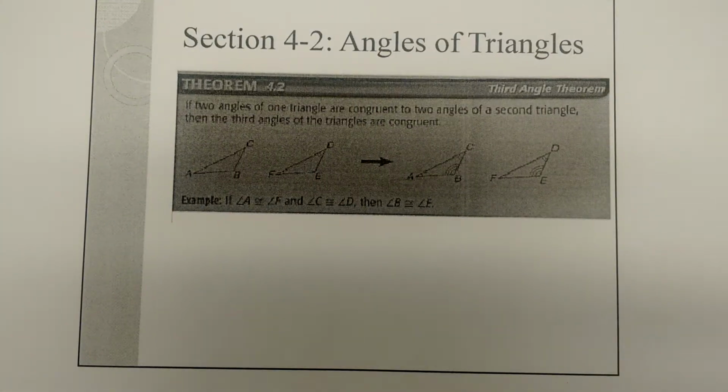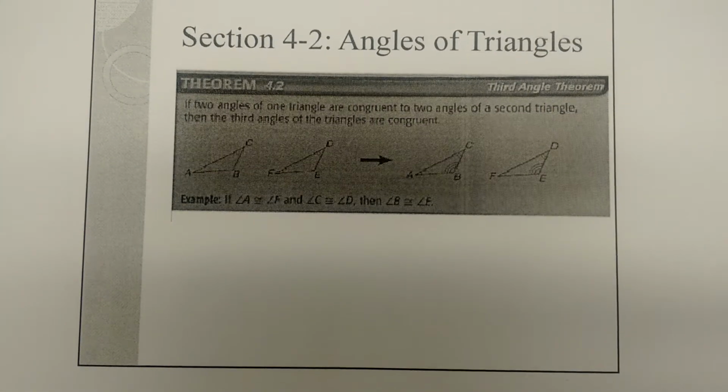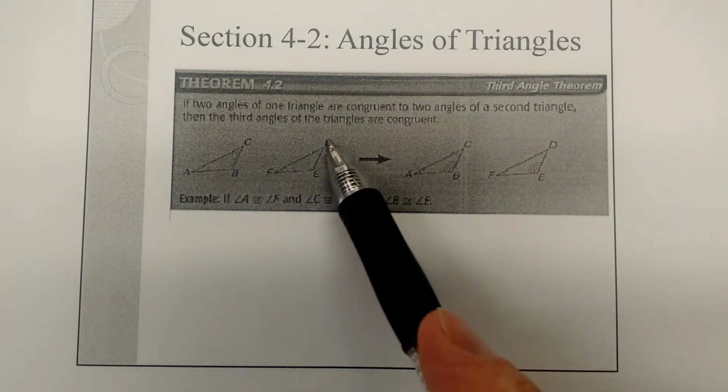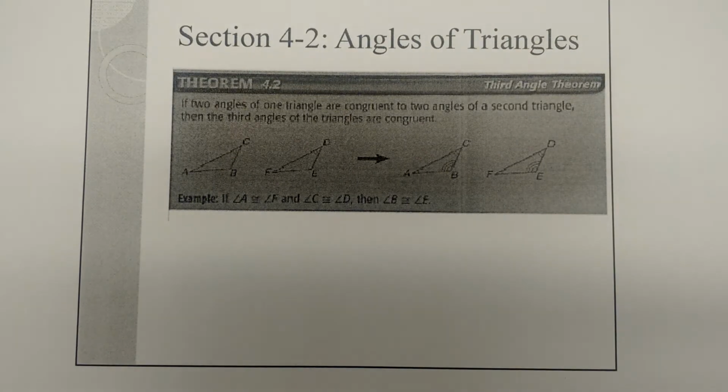Theorem 4.2 here is just the third angle. It says that if you have two triangles and two of the angles in each triangle are congruent, the third angle is also congruent.